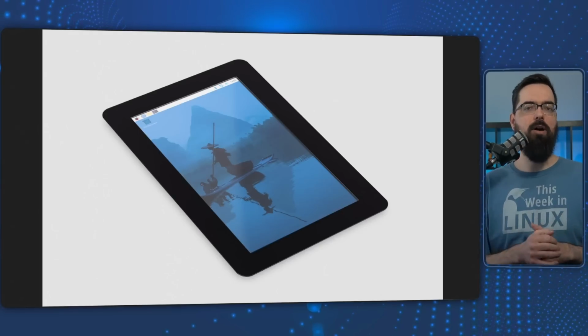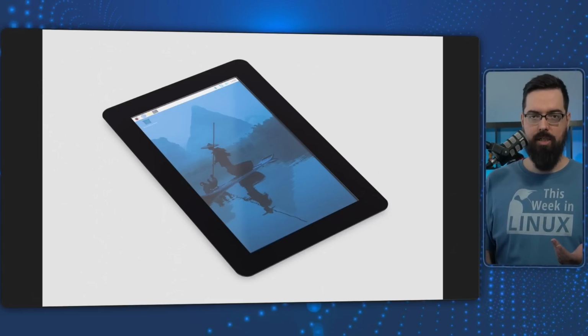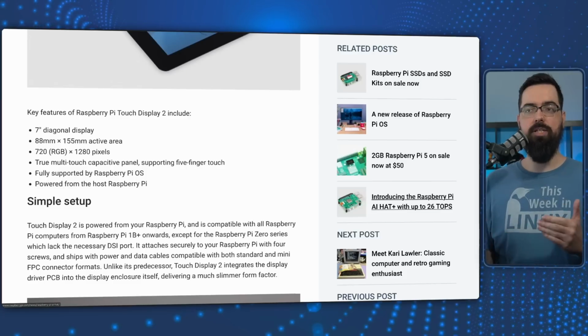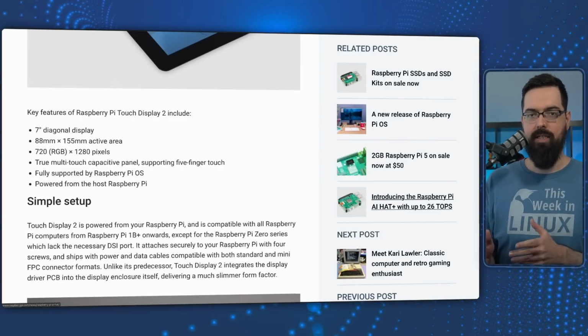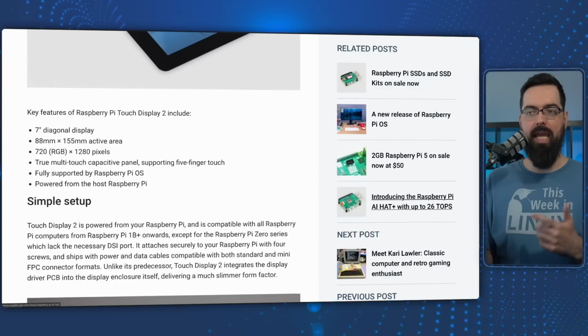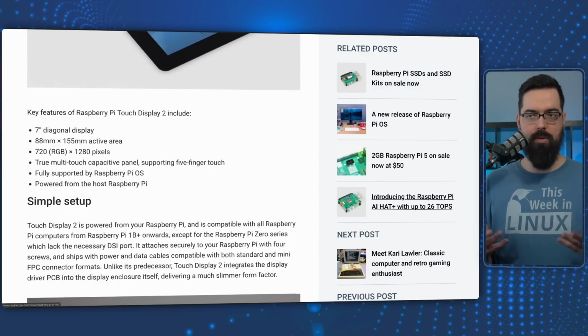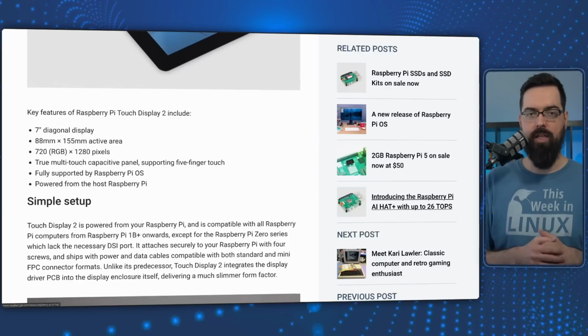The Raspberry Pi team are at it again with yet another new peripheral or accessory to complement the Pi. This week, they have announced an update to their 7-inch touchscreen and also a new USB hub. So the Raspberry Pi Touch Display 2: 7-inch diagonal display, 88 millimeters by 155 millimeter active area, upgraded the resolution to 720 by 1280, and it's the RGB base resolution, to a true multi-touch capacitive panel supporting up to 5-finger touch.